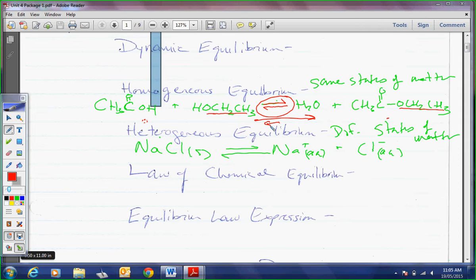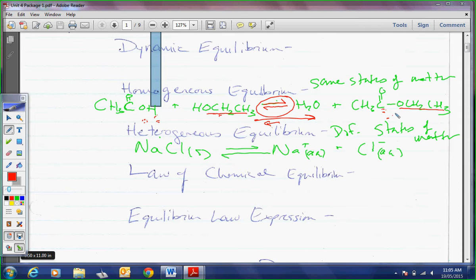So a lot of this unit is about how they shift the equilibrium in industry to benefit their products. If you're buying this and you're buying this and you're putting them together, you want as much of this as you can, right? You don't want it to stay as your alcohol and carboxylic acid. You want to make as much of your ester as you can. So you have to figure out how your company can shift the equilibrium into being more products and less reactants. So that's what a lot of this unit is about.